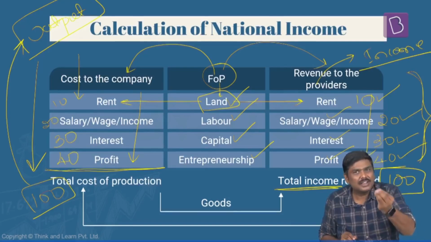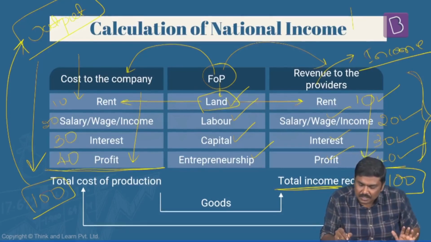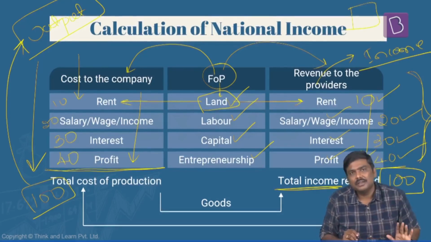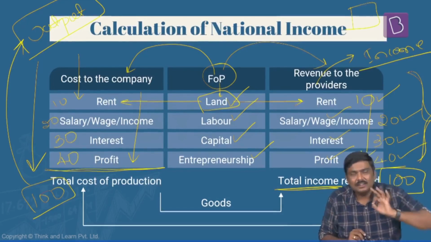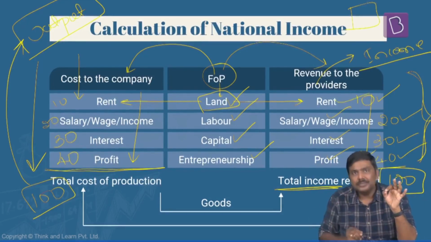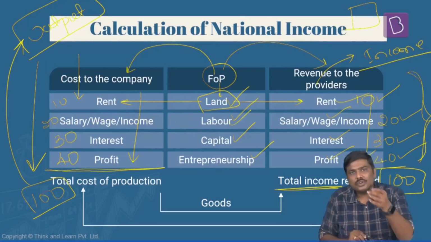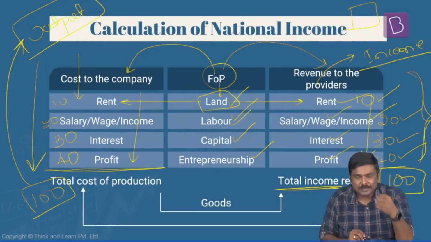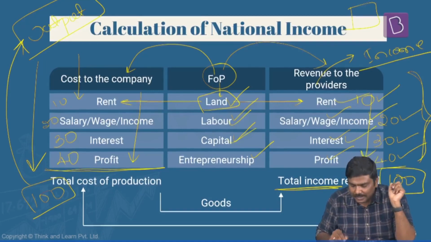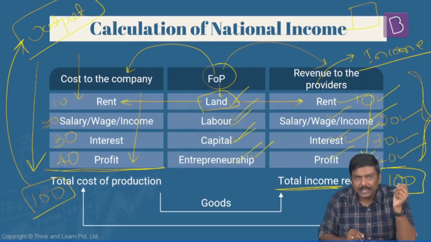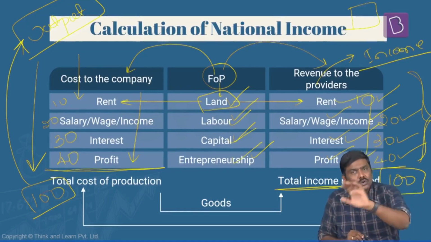Now, how do I derive this? Let's take a very simple example. Imagine this particular economy has got only one company, and this particular company has taken land. So on this, rent has been paid. This particular company has used labor, wages have been paid. This particular company has borrowed money, the interest has been paid, and the profits of the company will belong to the owner.